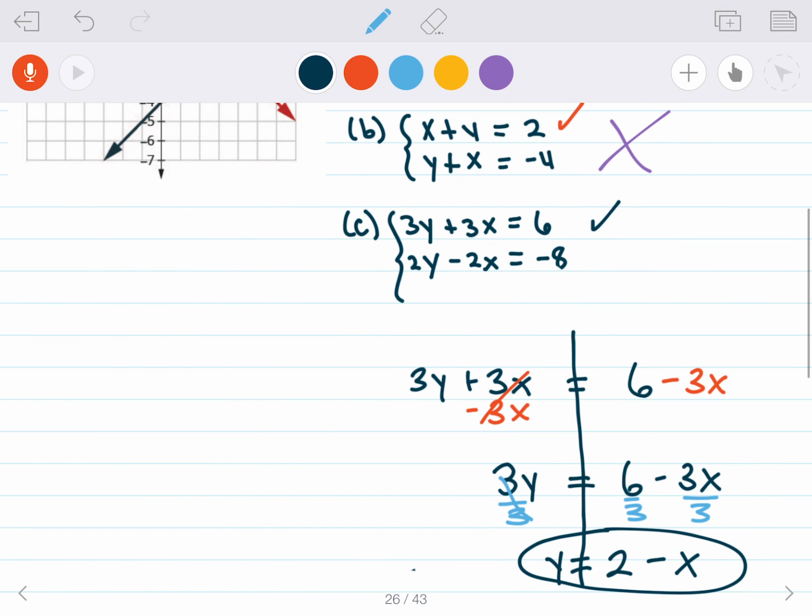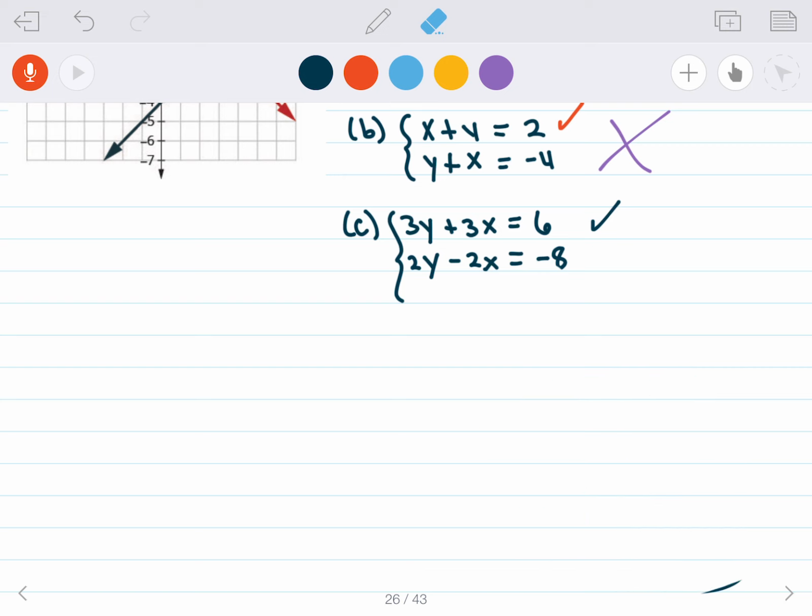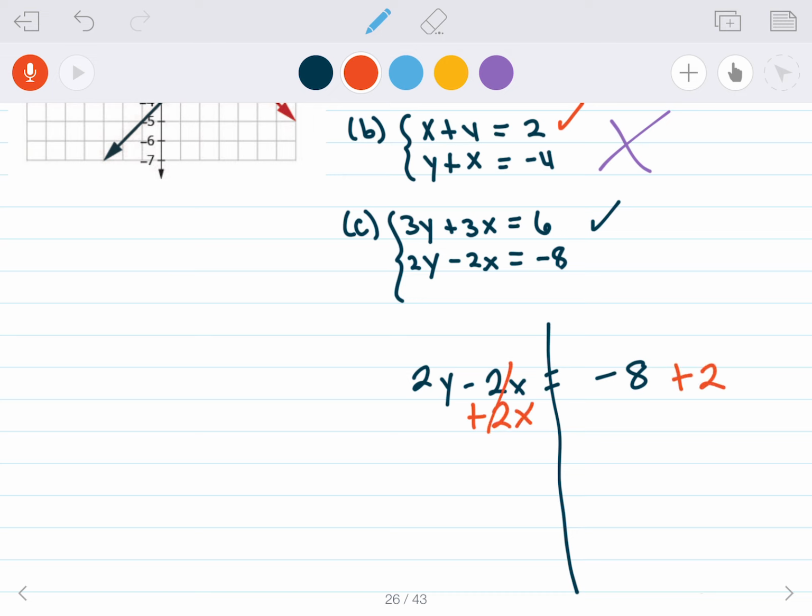Now let's see if the second line matches the second line that we found. So we have 2y minus 2x equals negative 8. I'll draw my line through the equal sign, and my goal is to isolate y. So I'm going to start by undoing subtraction of 2x by adding 2x to both sides. And when I do that, I get 2y on the left equals negative 8 plus 2x on the right. And my last step is to divide everybody by 2 to get y alone. So that goes away.